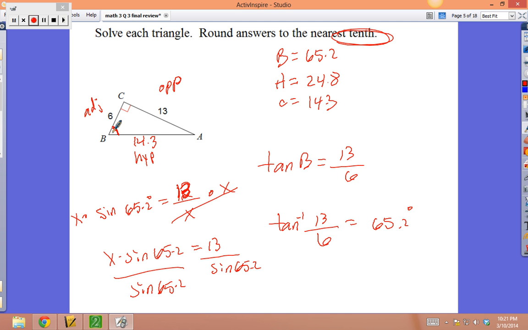Okay, so the thing to remember is if you do not have any angles, you have to use the inverse. That's the only way to find the angle. You got to use the inverse.